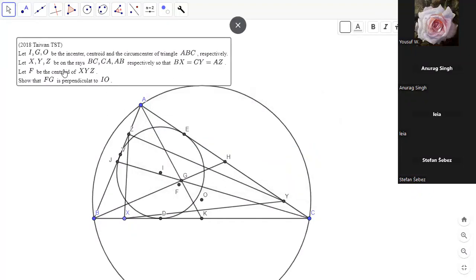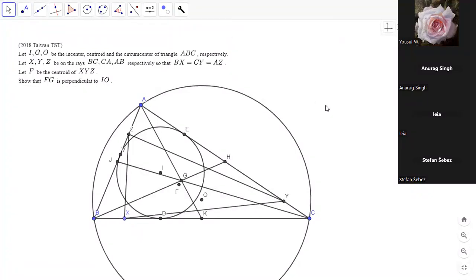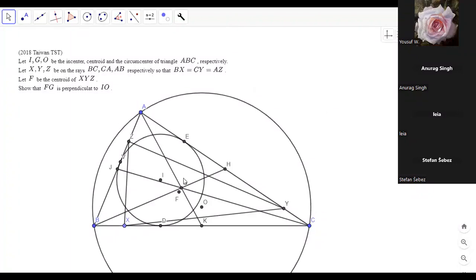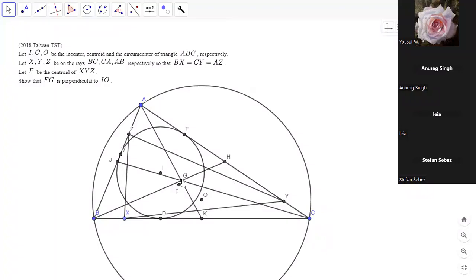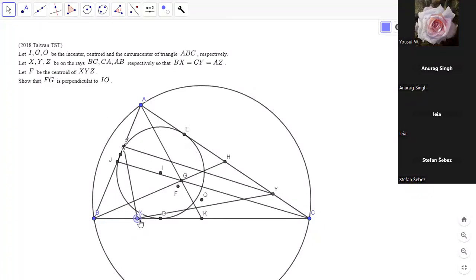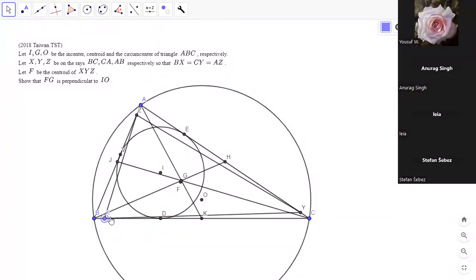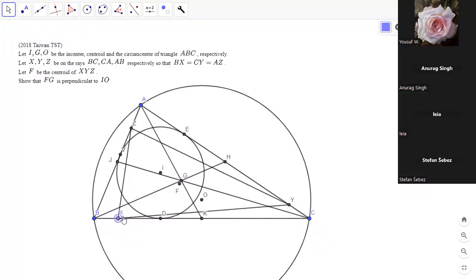Let me check the chat. Triangle center ABC2. Yeah, so that is G. Okay, so we have a line connecting two centroids, and we want to show it's perpendicular to IO. This is kind of interesting. Basically, we're saying as X moves, F moves on a fixed line perpendicular to IO.